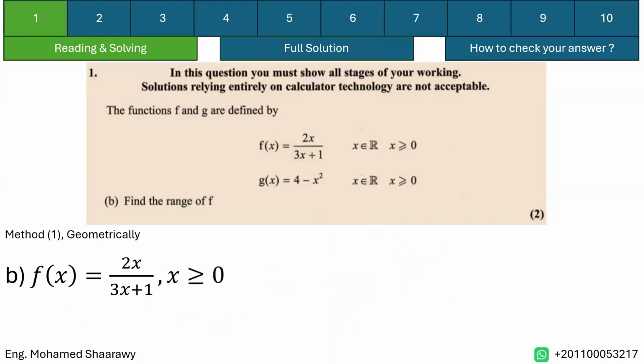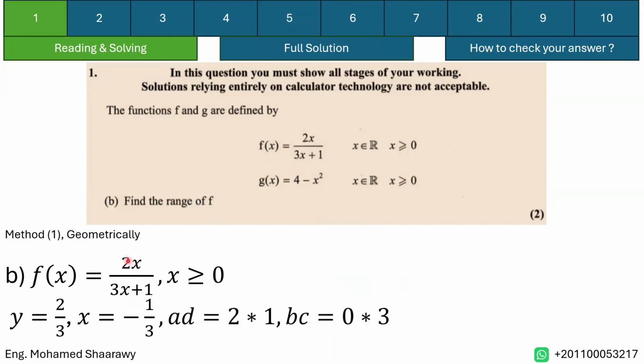Back to our example, we need to draw this one to know its range. So to get the y asymptote, it will be 2 over 3 plus 0, because there is no constant term next to the fraction. And x is equal to negative 1 over 3, which is the factor of the denominator. And AD is 2 times 1, BC is 0 times 3. Okay, now I have all of the information. AD is greater than BC, so I'll draw in the second and fourth quads.